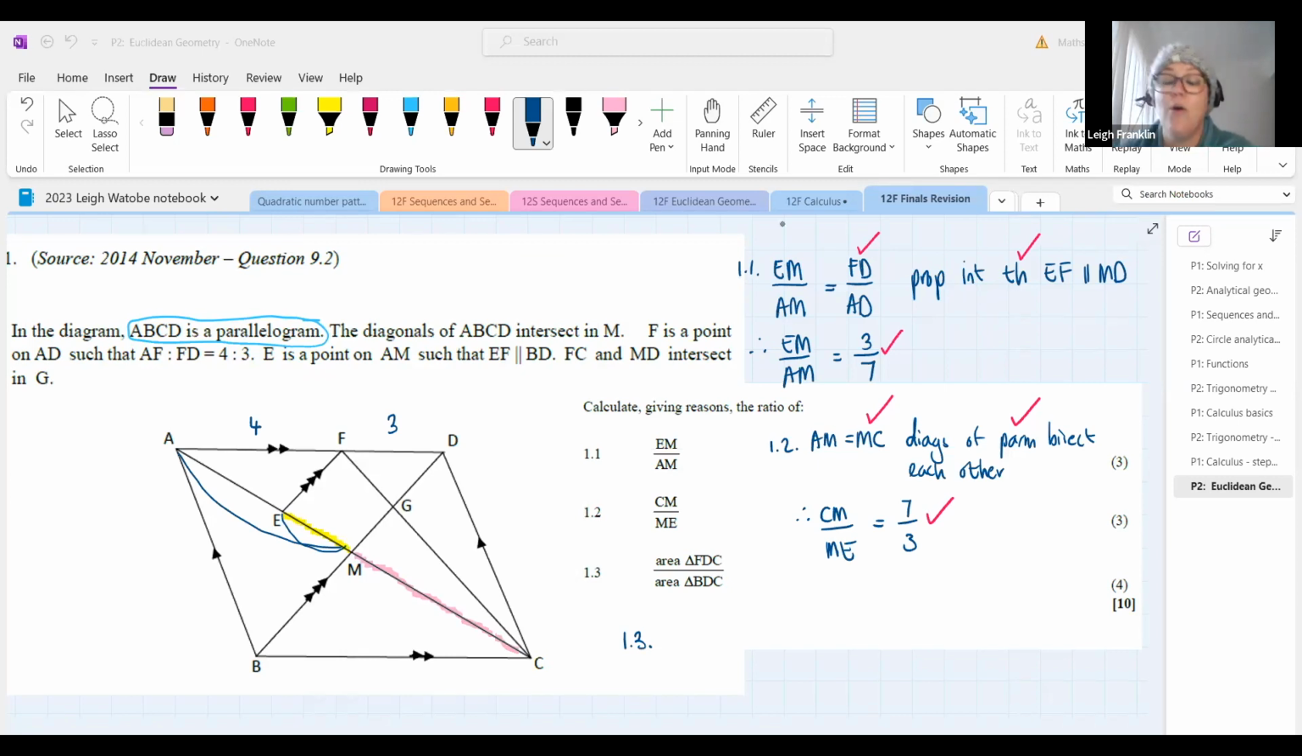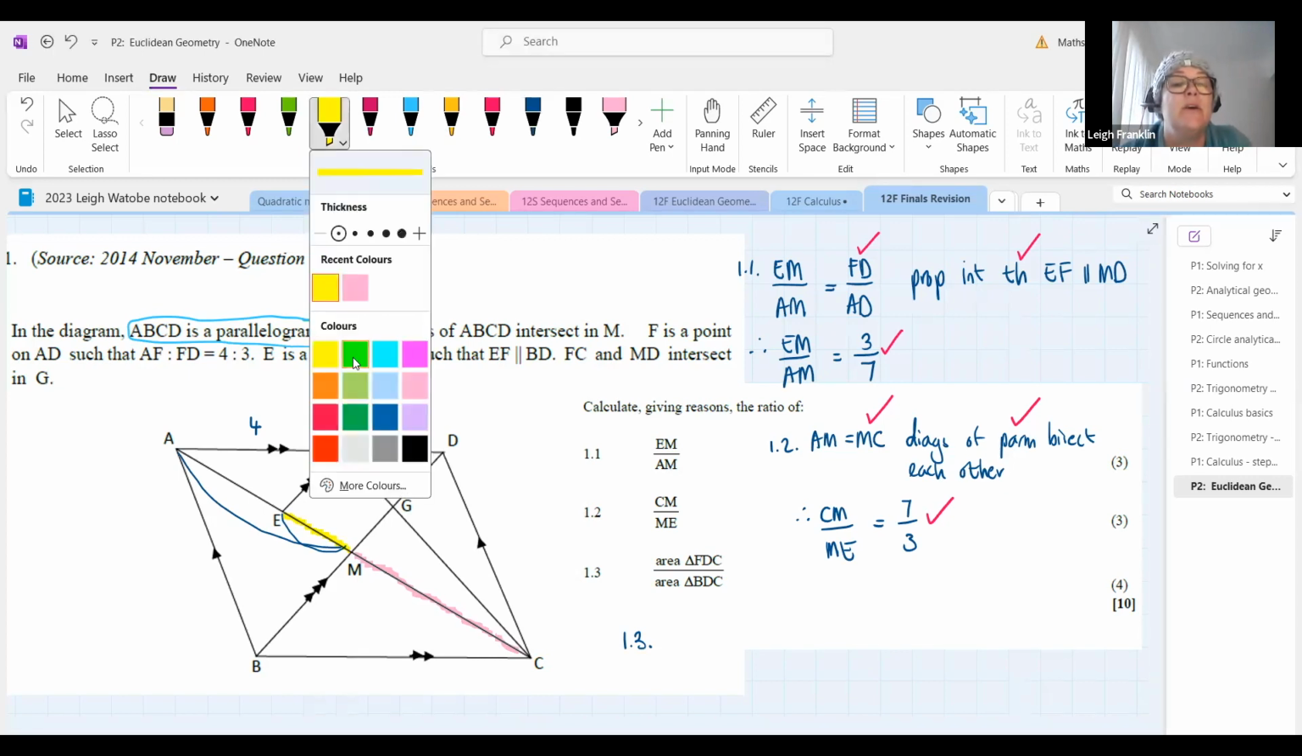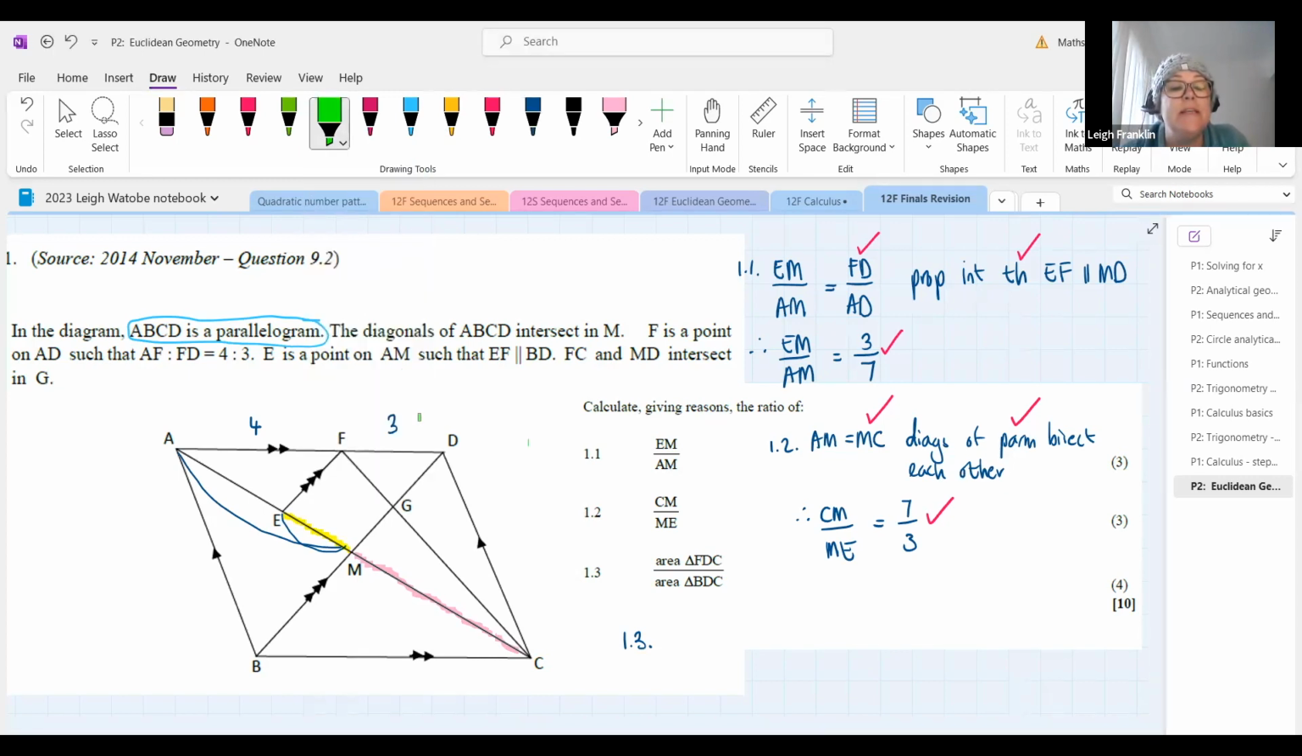Let's go on and have a look at the next question. So we're going to highlight these triangles so we can see what we're talking about. They're saying the area of FDC. So let's highlight that in a different color. Let's get green. So FDC is this triangle over here.